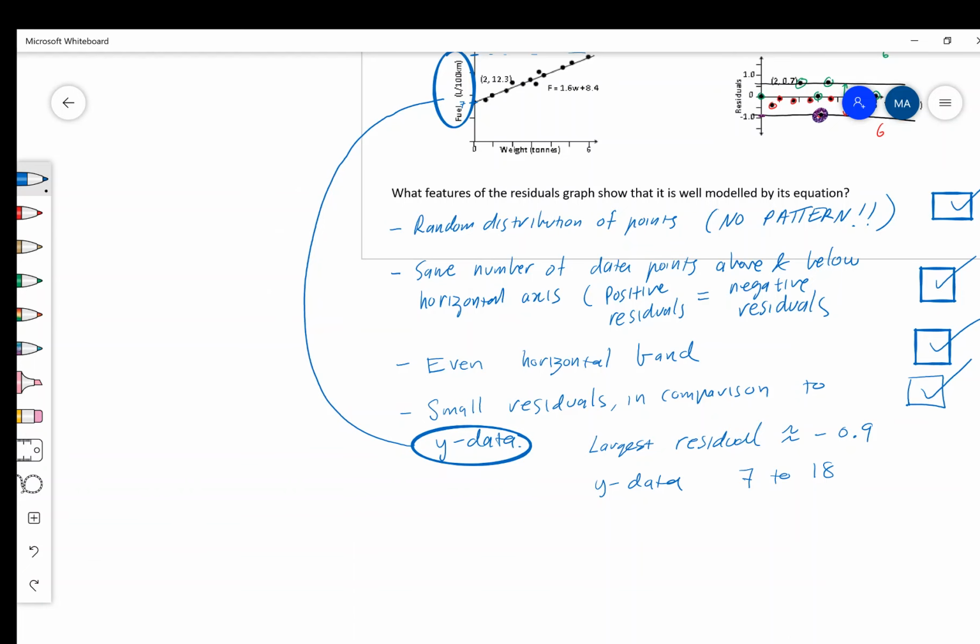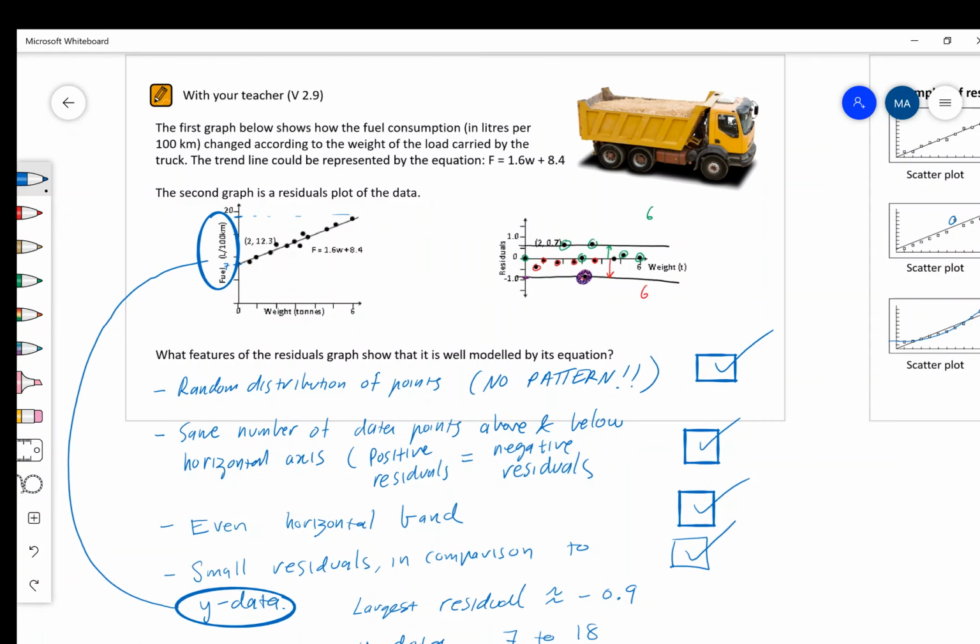But overall, this model is appearing to be a good model for the data based on the residual analysis.